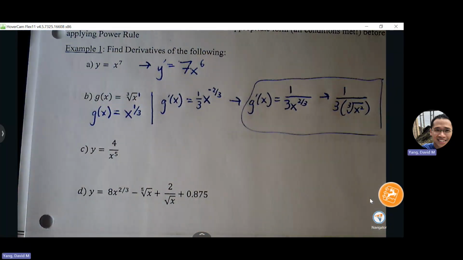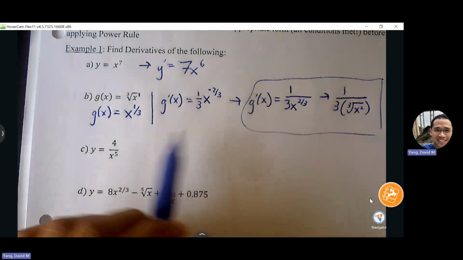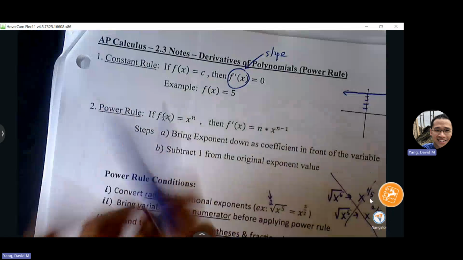Okay, part C. Rational, it's good, but what needs to be resolved before we jump into power rule? Yeah, that variable is in the wrong place. We cannot leave that denominator and say, oh, my derivative is just 4/5x to the fourth power. Okay, power rule is not going to, it can't be applied because that variable is in the denominator.